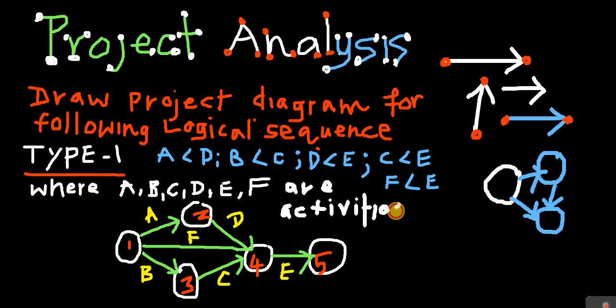Okay, suppose A, B, C, D, E. How many activities are there? One, two, three, four, five, six activities are there. Okay, so six activities. Do you understand what the activities mean here?